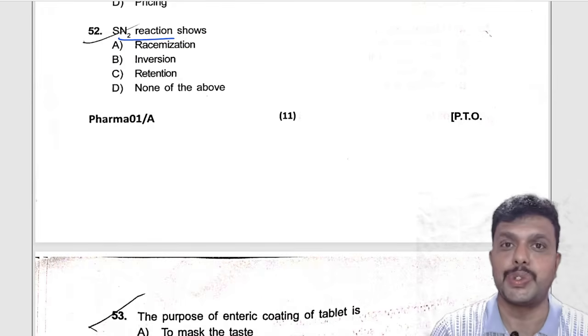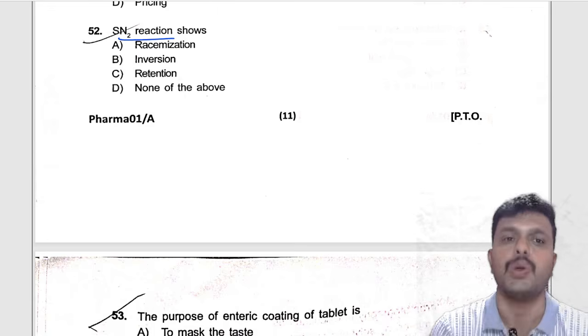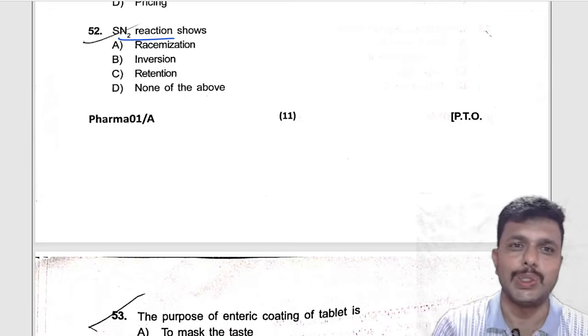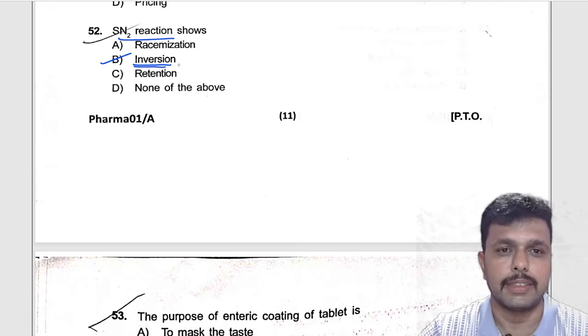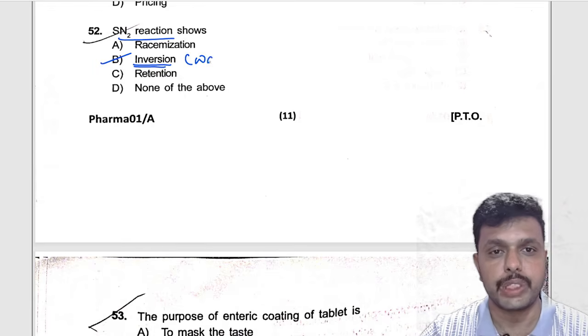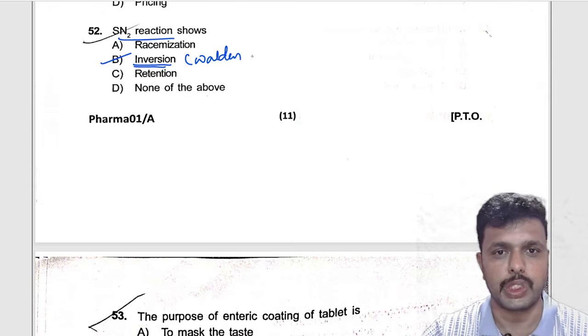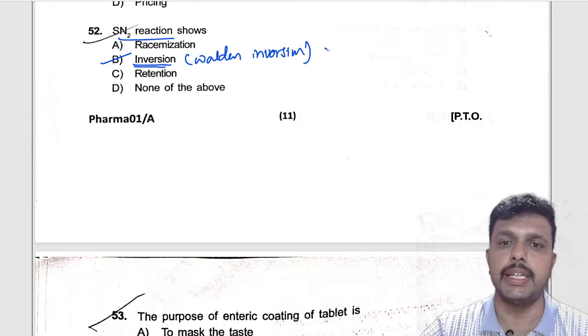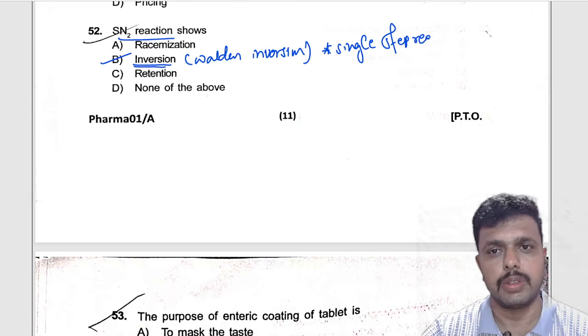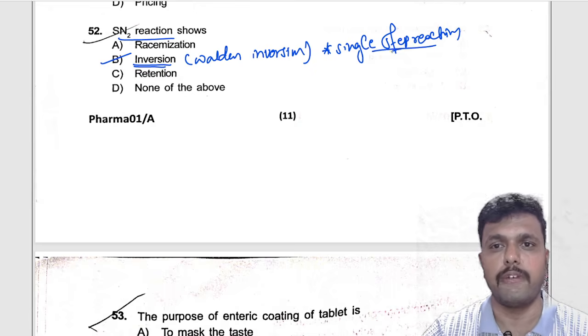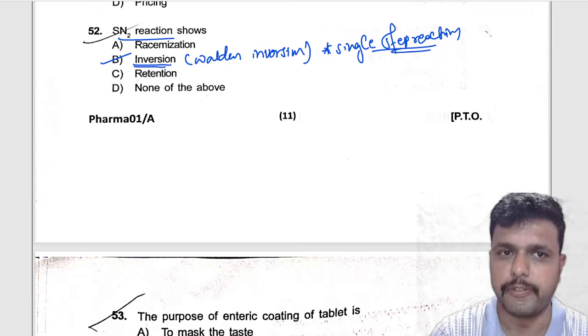Next, the SN2 reaction, substitution nucleophilic reaction 2. Inversion is the right answer, especially Walden inversion, as we call it. SN2 is a single step reaction, so there is no formation of carbocations. Here carbocation formation does not happen.